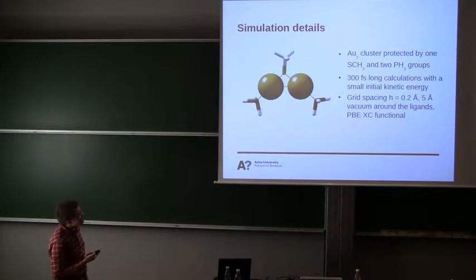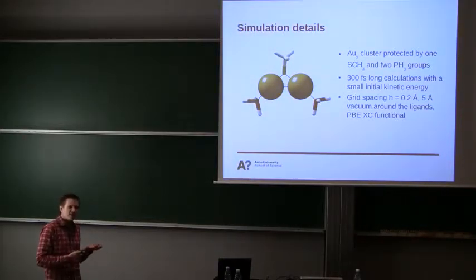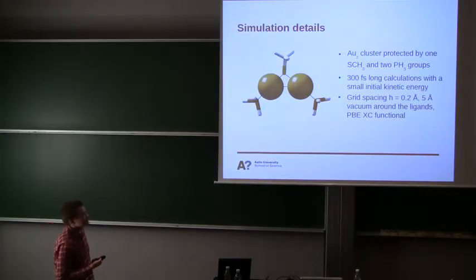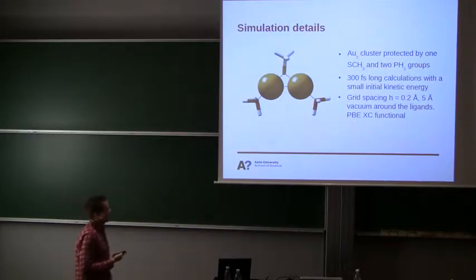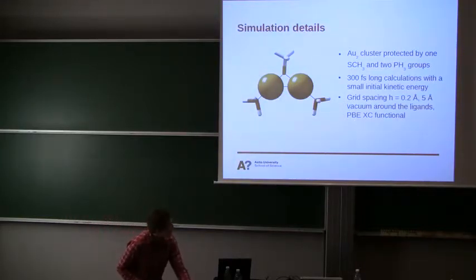So the gold cluster looks like this. Two atom gold core and then three ligand groups, SCS3 and then two phosphine groups. So we got the coordinates from experiments and then replaced the original ligands by basically more efficient ones. And then we run the dynamics up to 310 femtoseconds and use a small initial kinetic energy to break the symmetry. And then we use some other parameters such as PBE XC.